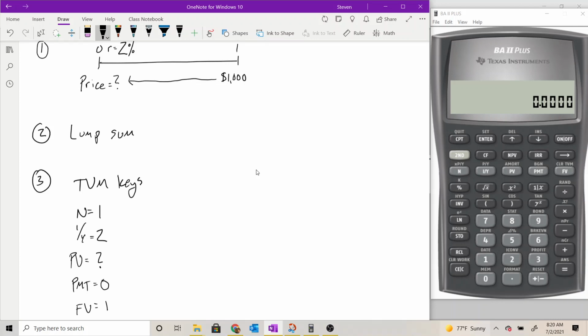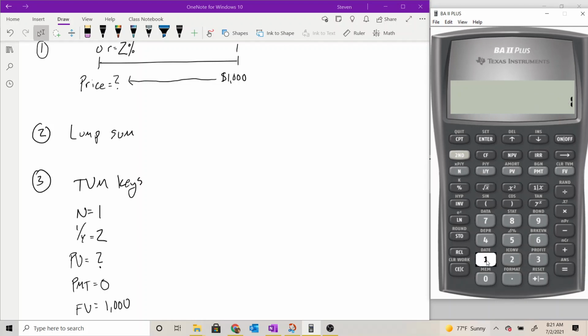So in this case, we could actually put the $1,000 either on the payment key or the future value key. Because N is 1, it doesn't really matter where we put it. Conceptually, it makes more sense for me to think of it as future value, so I'm going to put it there. And then let's plug these in and see what we get. We'll start by clearing out the time value money keys by hitting second, clear TVM, which puts 0 on all 5 of the keys. And then I'll enter them left to right.